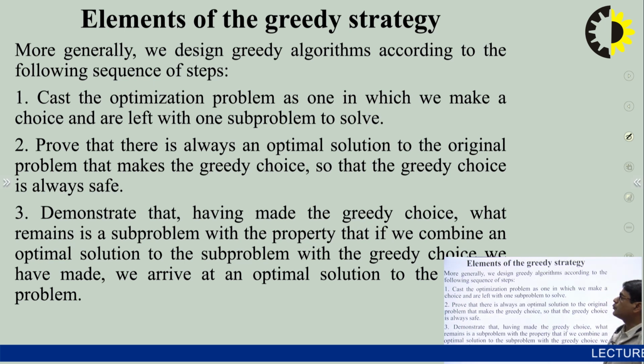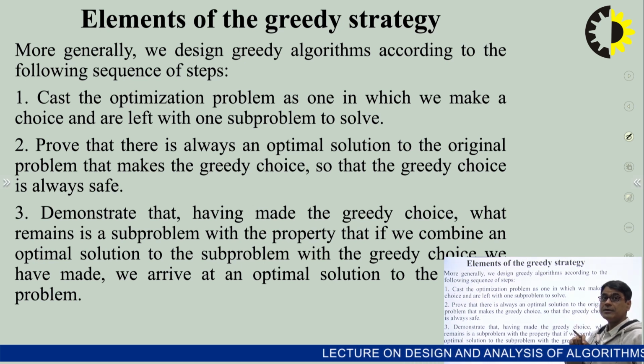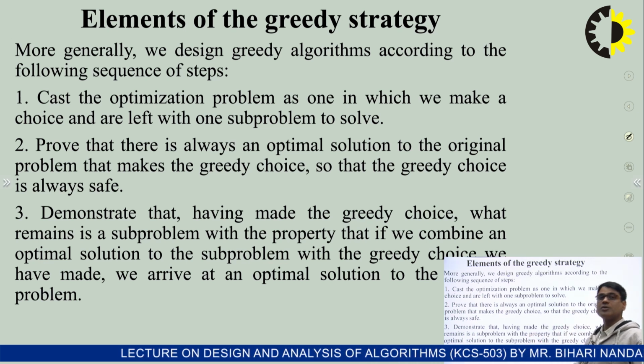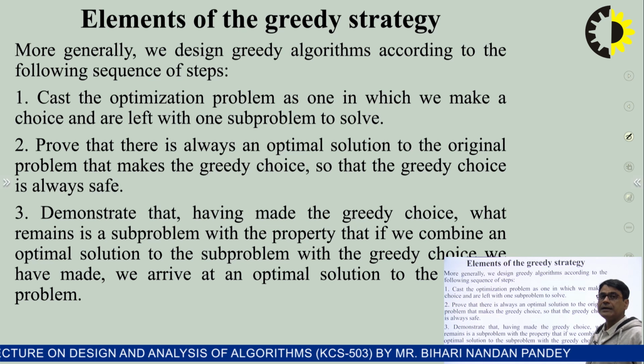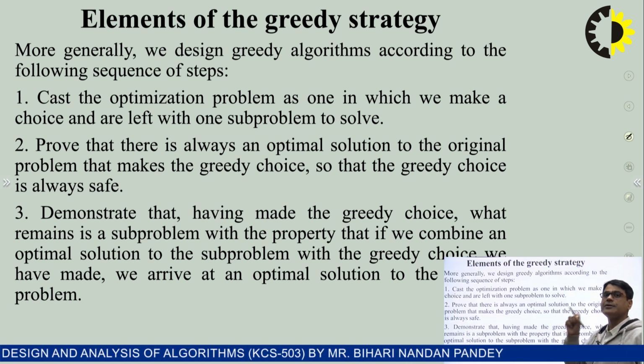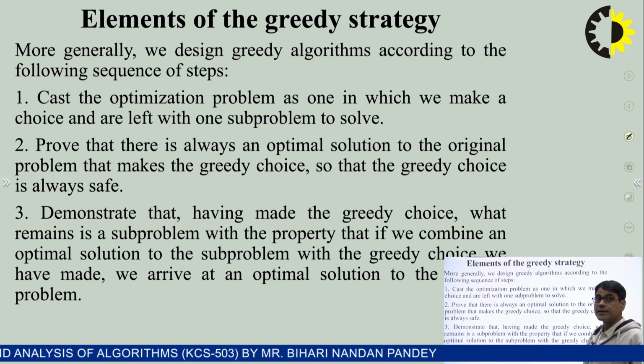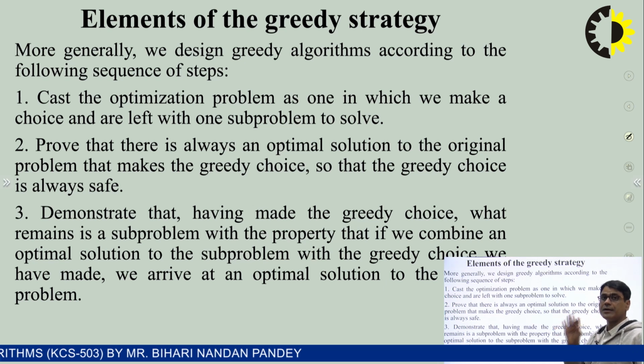The second is to prove that there is always an optimal solution to the original problem that makes the greedy choice, so that the greedy choice is always safe. That is very important. When we make the greedy choice, we have to take the safe greedy choice, so that we don't have any contradiction to the process of that particular algorithm. Like when you are talking about a minimum spanning tree, definitely we have to take one edge and add it into the tree. But one important thing is that the edge should be safe, meaning it should not make a cycle. That is the constraint at that time, and we have to cater to this constraint.